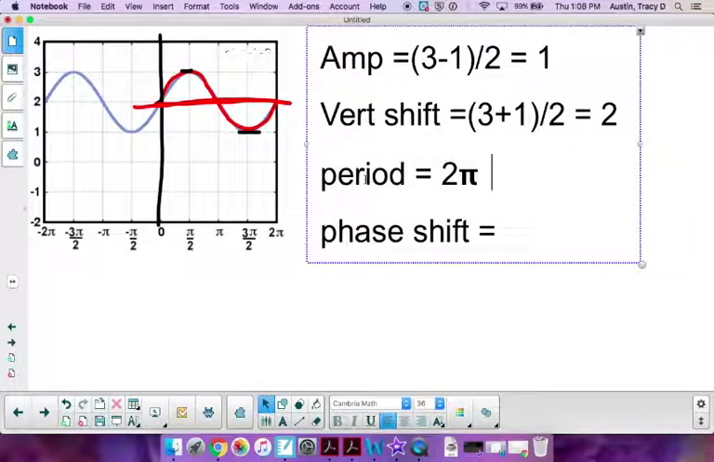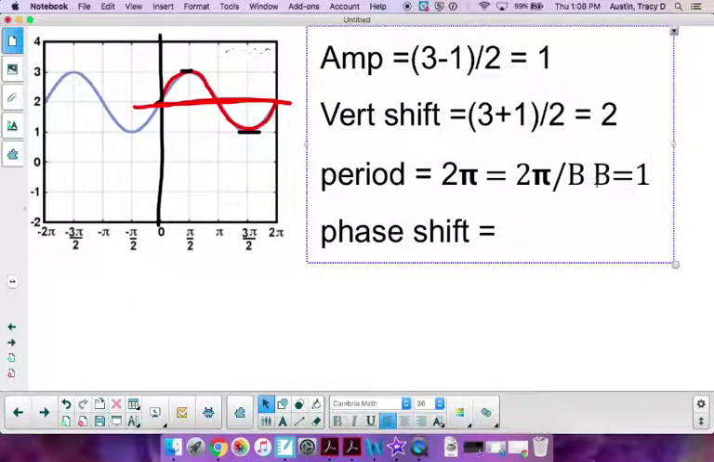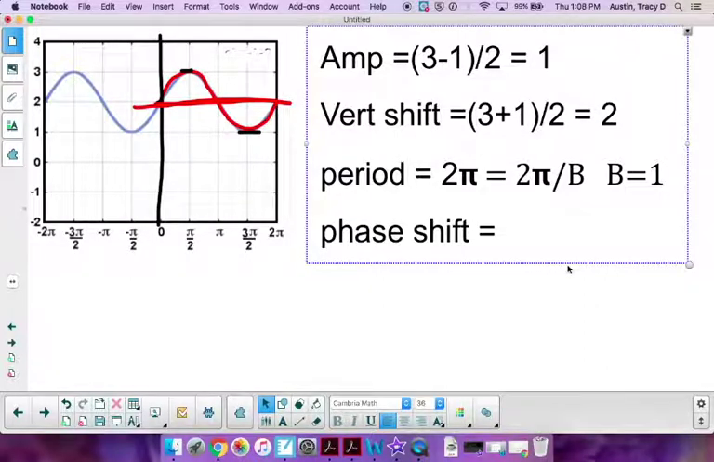So again, do your solving. 2 pi equals 2 pi divided by b, since your period equals 2 pi divided by b. That means that b equals 1. We haven't changed the period at all, so we can just say b equals 1. And again, phase shift is 0.